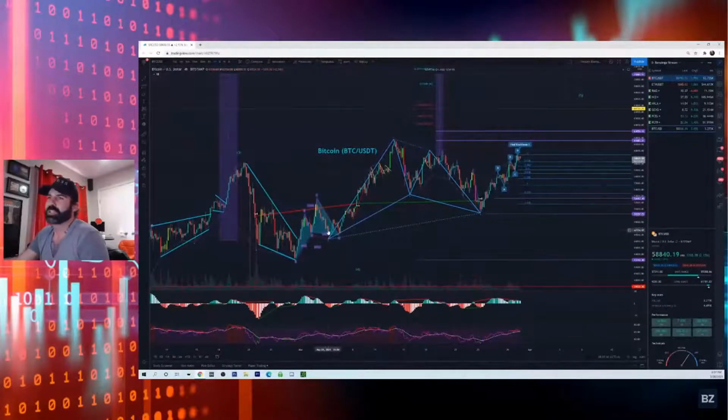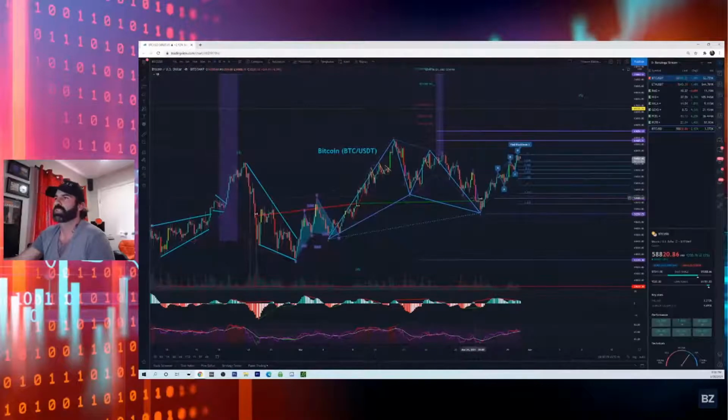One of my main strategies when it comes to swing trading is identifying harmonic patterns on bigger time scales. This is a 4-hour chart here, and this structure right here is a bullish harmonic. It's shaped like an M.